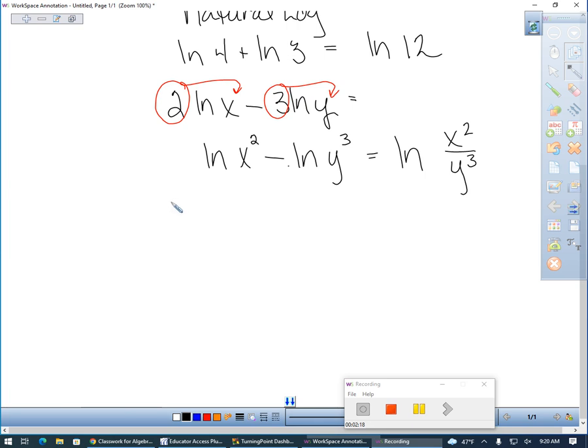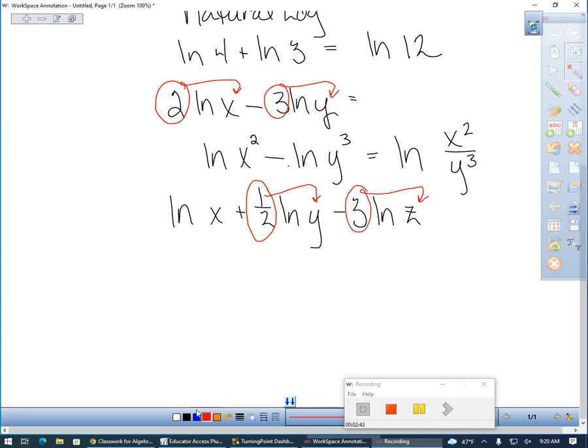All right, how about the natural log of x plus 1/2 the natural log of y minus 3 natural log z? First thing we do is always move that coefficient. We have a 1/2 here that becomes our exponent, and we have a 3 here that becomes our exponent. So we have the natural log of x plus the natural log of y to the 1/2 minus the natural log of z to the third.